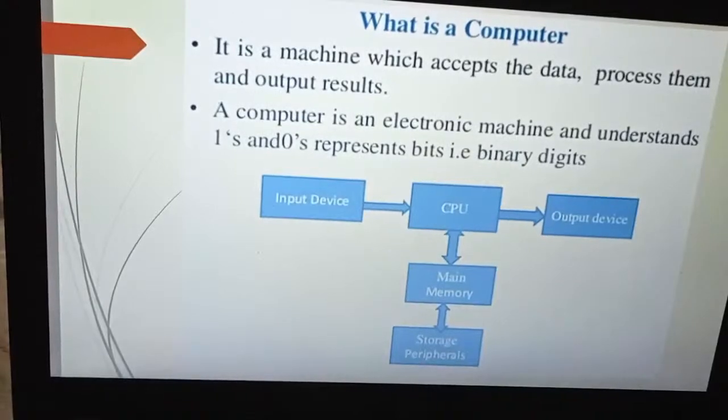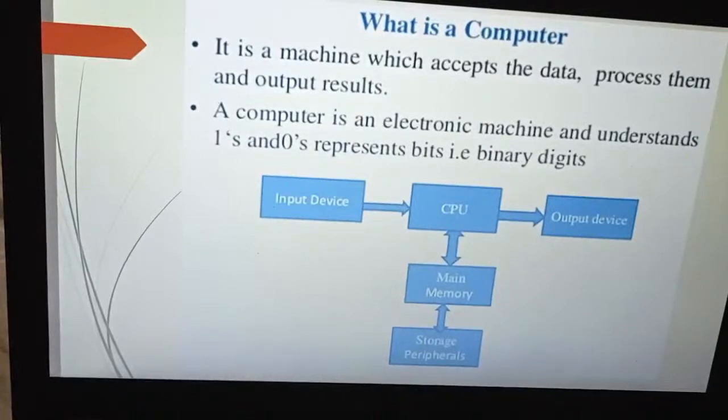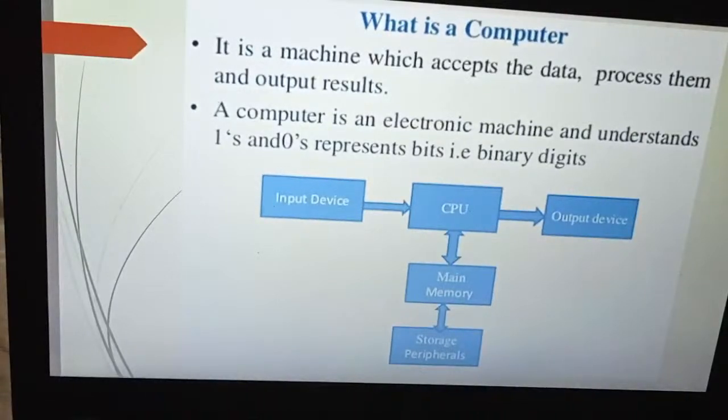device. As a result, the computer is an electronic machine which works on machine language, that is zeros and ones, which represent binary digits. Bit is short for binary digit. It is defined as the smallest unit on a binary computer or digital system. It holds, that is, a bit holds either 0 or 1.